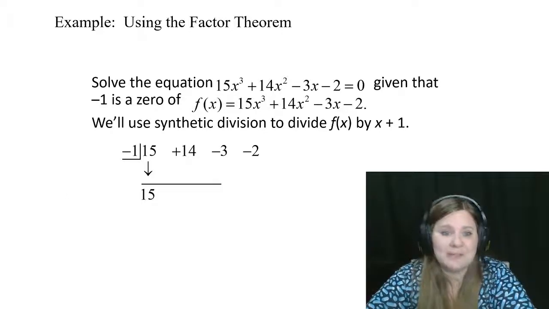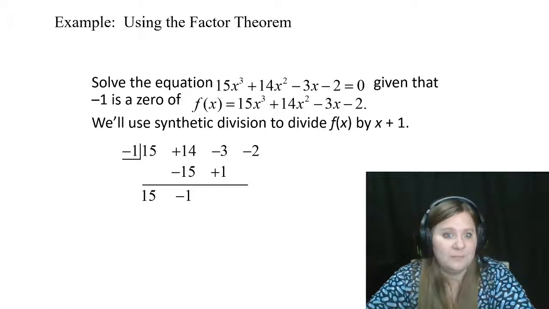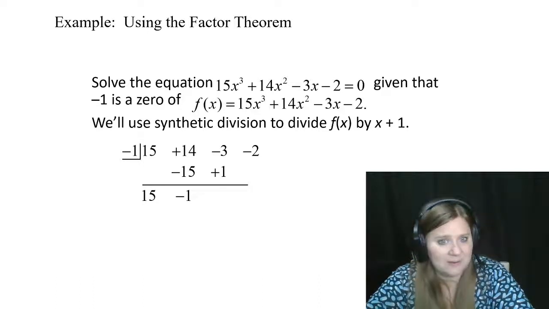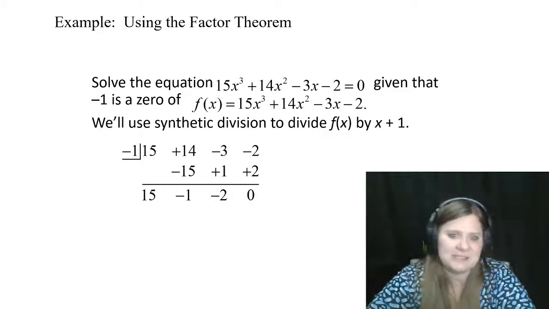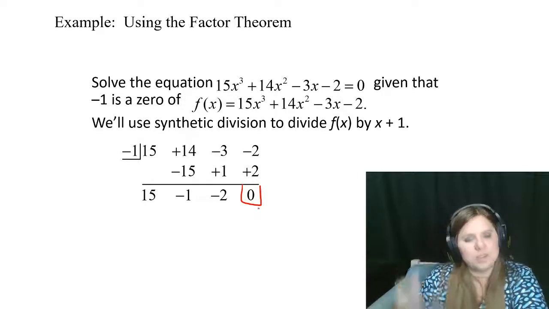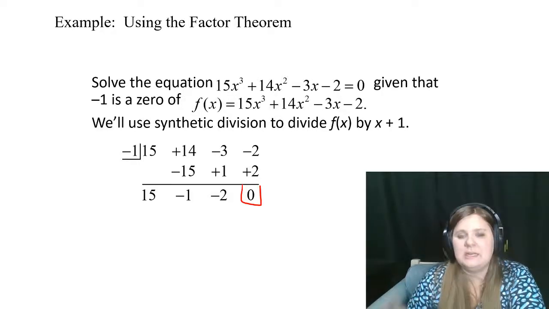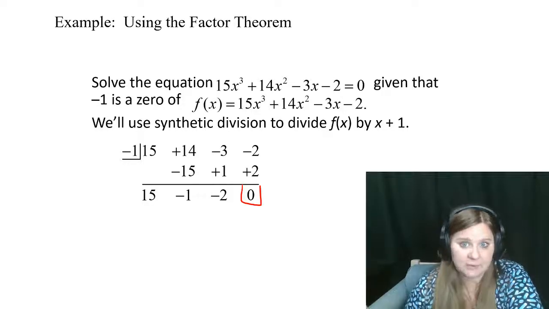Okay, so I multiply, I get -15. I add, I get -1. Multiply, I get +1. Add, I get -2. Multiply, I get 2. Add, I get 0. And this is my remainder. And remember, since I told you it was a 0, the function has to be 0 at the end in the remainder. Otherwise, it didn't go right.